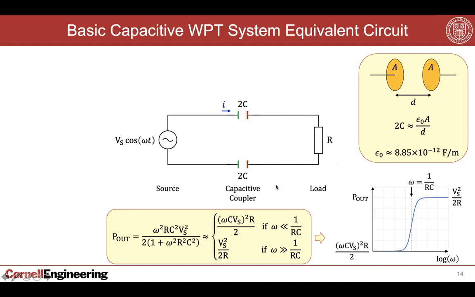And so for most applications, you're typically operating well below that frequency, which, in terms of radial frequency, would be given by 1 over RC. And so you're operating well below that. And in that regime, essentially, your entire applied voltage is falling across these two series capacitors.